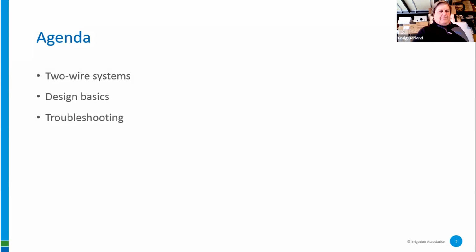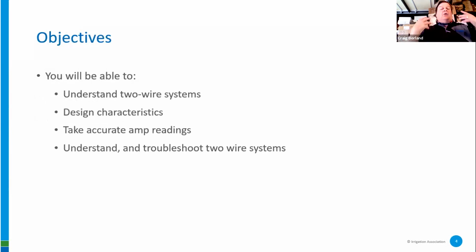So there you have the basics of the agenda. What I hope that you walk away with, this is my report card. Whether I achieve it or not is going to be told at the end of the class. But I want you to understand what a two-wire system is. I want you to walk away with some basic understanding of what a two-wire system truly is. I want you to understand there are differences about a two-wire system as opposed to a conventional irrigation system, and some of the design aspects that are different between the two.